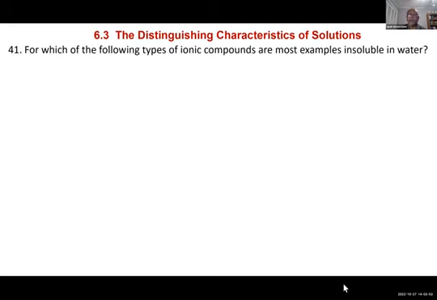Which of the following types of ionic compounds are most insoluble in water? Group 1A, like lithium, sodium, potassium ions, we said salts of those ionic compounds are soluble.